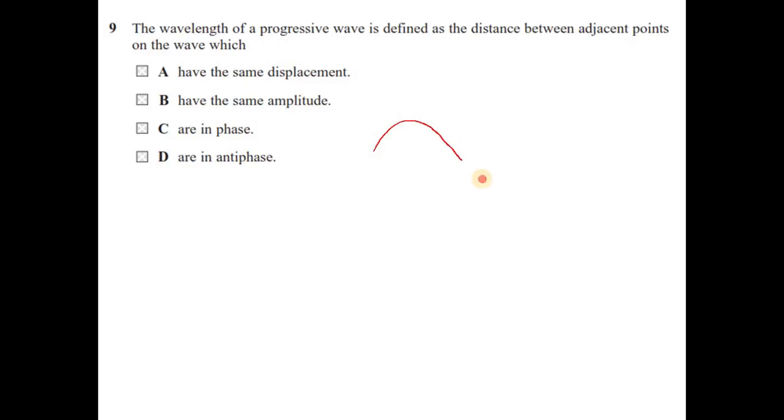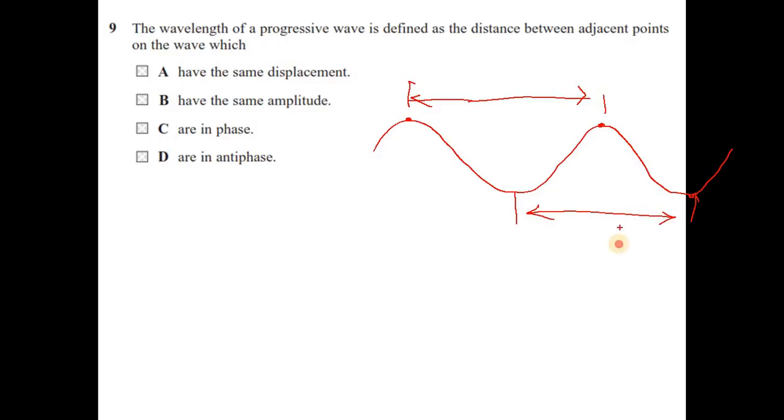The general concept of the wavelength is the distance between two consecutive crests or two consecutive troughs. So this is a crest and this is another consecutive crest, so this distance is a wavelength. Or this is a trough and this is a trough, you can say this is also a wavelength, lambda. But they are not talking about crest and trough. They are trying to check the actual concept of the wavelength.